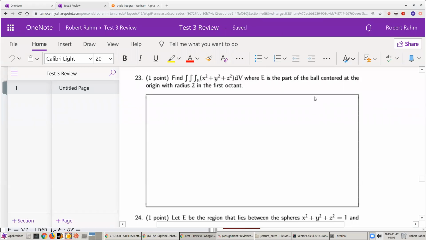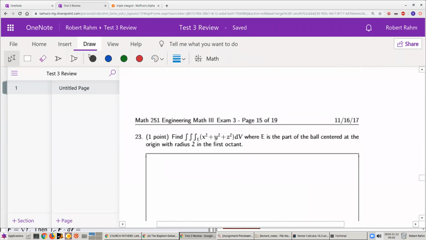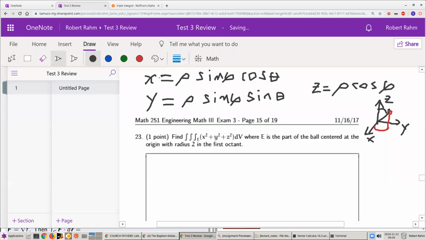Okay, so now we are into spherical coordinates. Let me just come up here and remind you. These are the formulas for the change of variables. X is rho sine phi cosine theta. Y is rho sine phi sine theta. Z is rho cosine phi.